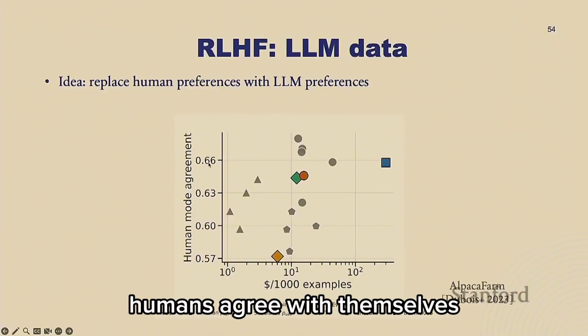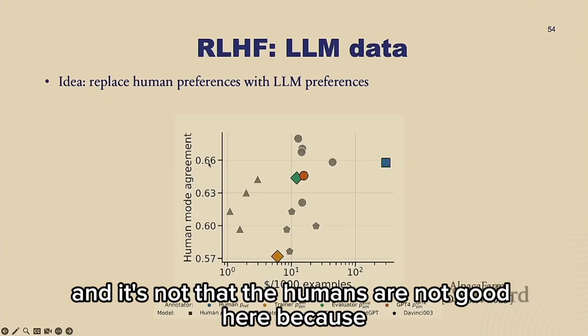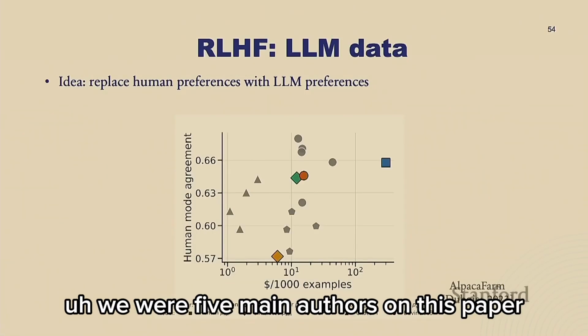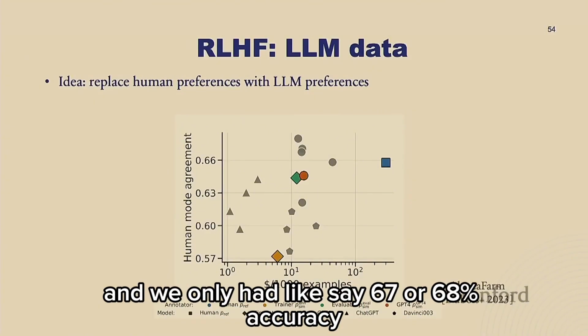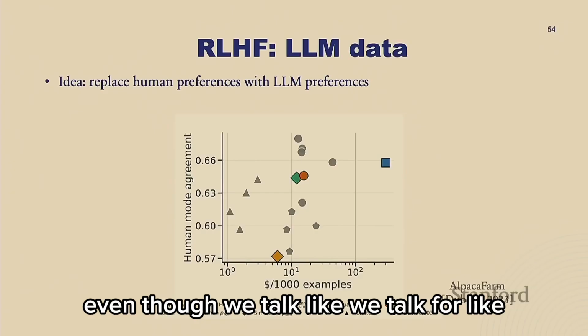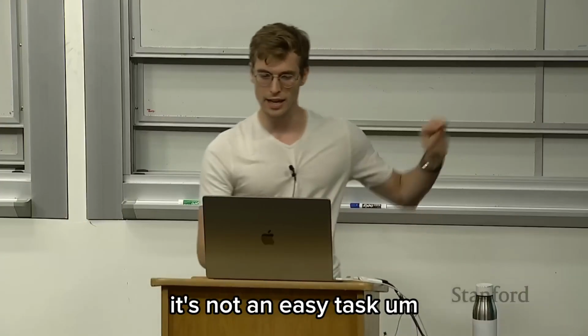Humans agree with themselves only around 66% of the time on a binary task. And it's not that the humans are not good here, because we were 5 main authors on this paper. We tried to label this data ourselves, and we only had like 67 or 68% accuracy, even though we talked for like 3 hours about how we should be doing labeling. But really, it's complicated. It's not an easy task.